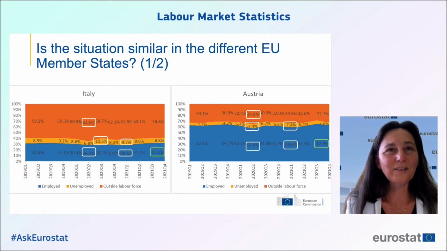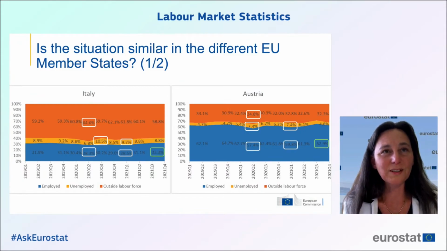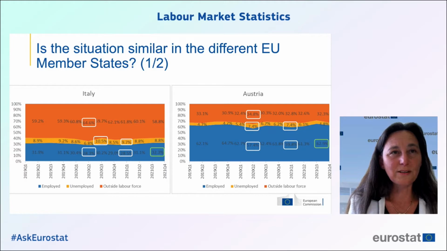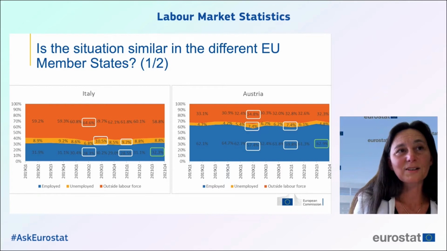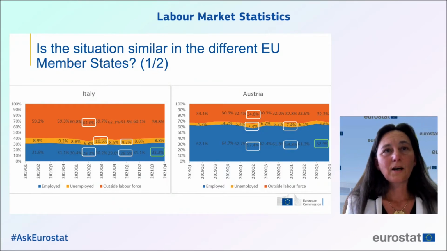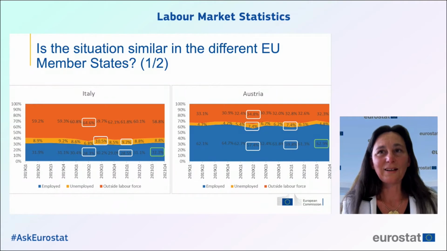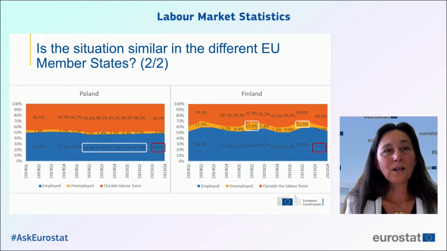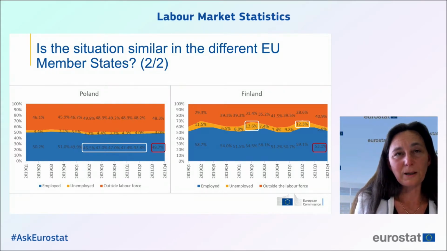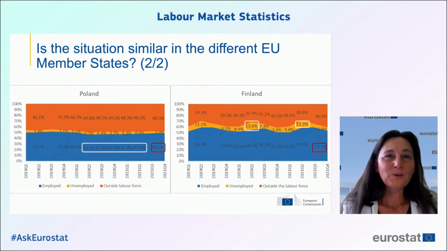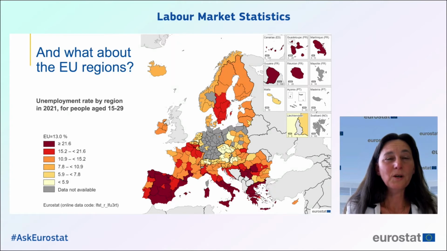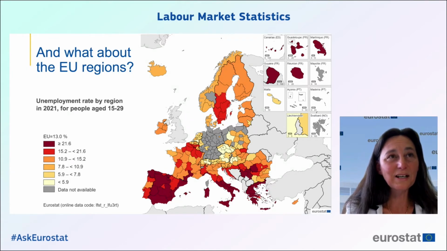So here for Italy and Austria, if you compare what I put in green, the level of employment in Q4 2021, for Italy it was 32%. You can see that it is higher than the pre-pandemic level, and also the same in Austria, while in the next slide, please, you can see here in red, in Poland and Finland, the employment level is not yet at this pre-pandemic level.